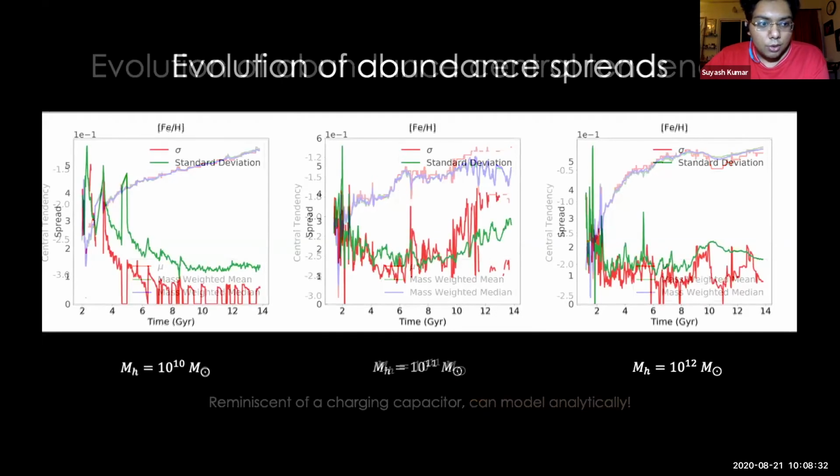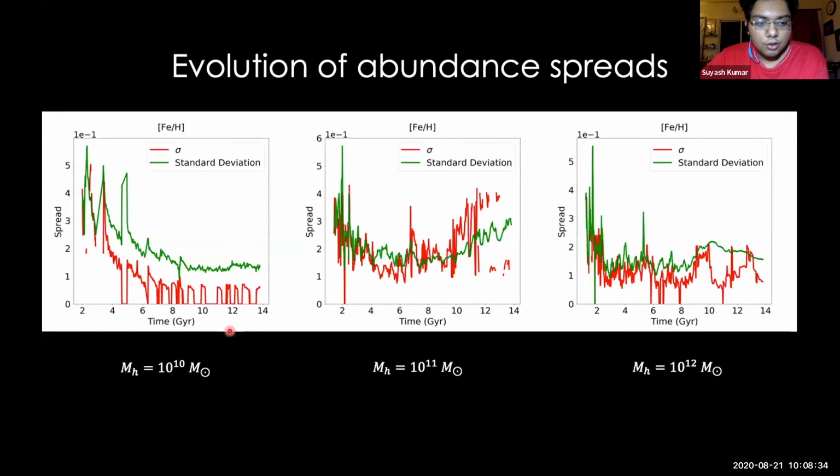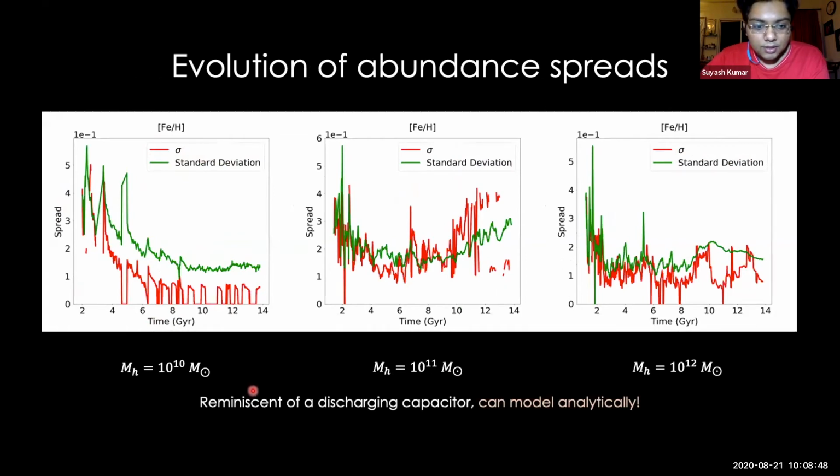And thereafter, we go ahead and plot the spreads as a function of time using two metrics for the same: the standard deviation of the distribution and the fitted parameter sigma of the Gaussian. And we do this for the iron distribution in all three sample galaxies. And I would like you to notice that these plots are again reminiscent of discharging capacitors, which also gives hope that they can be modeled analytically.